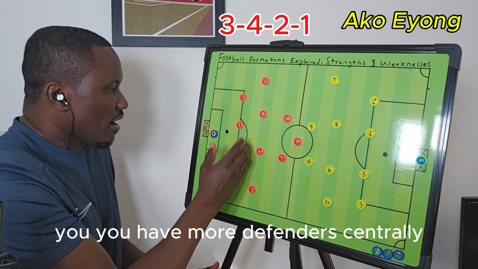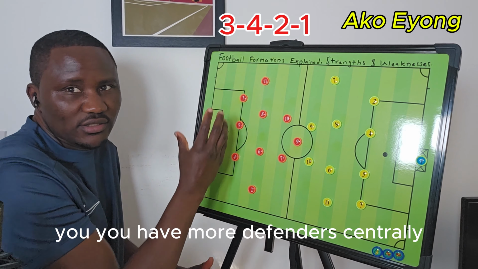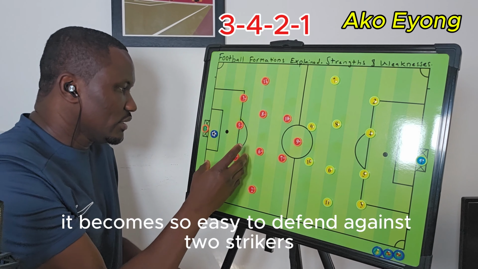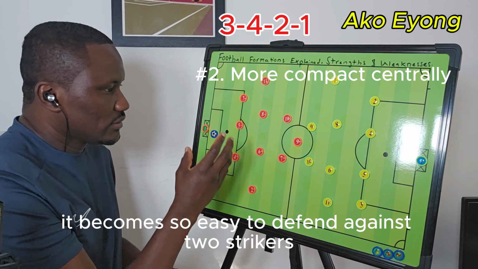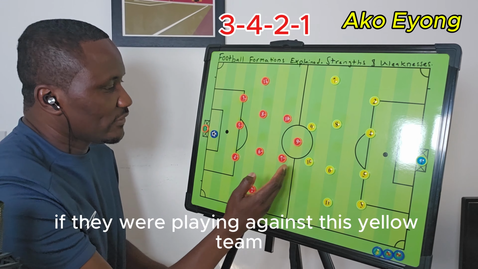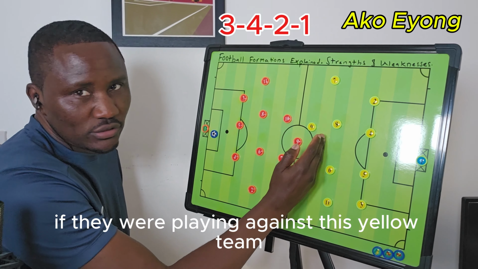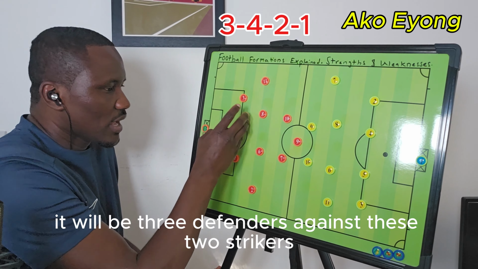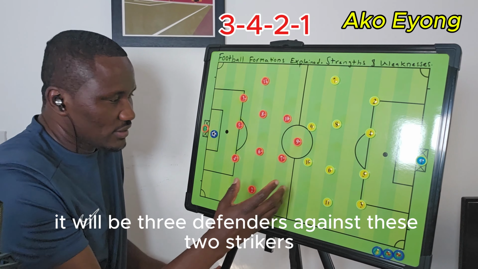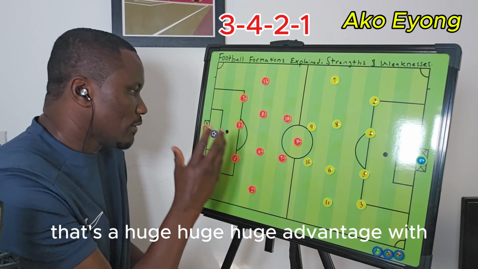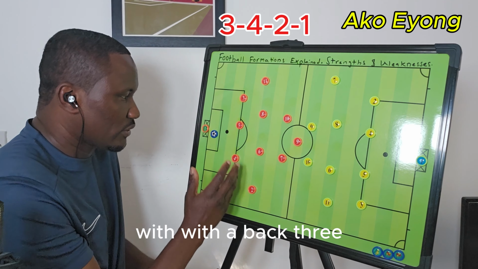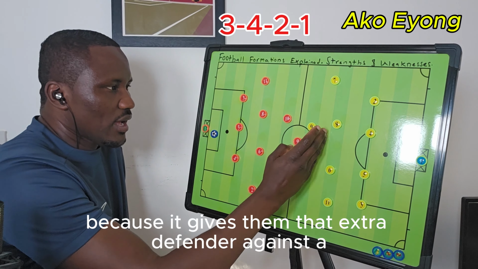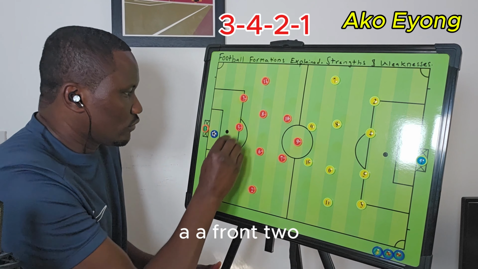Secondly, you have more defenders centrally, so it becomes easy to defend against 2 strikers. Let's say they were playing against this yellow team that plays with 2 strikers, so it will be 3 defenders against these 2 strikers. That's a huge advantage with the back 3 because it gives them that extra defender against a front 2.